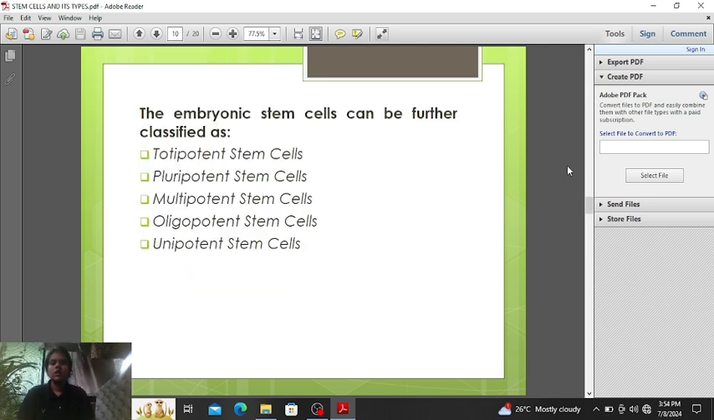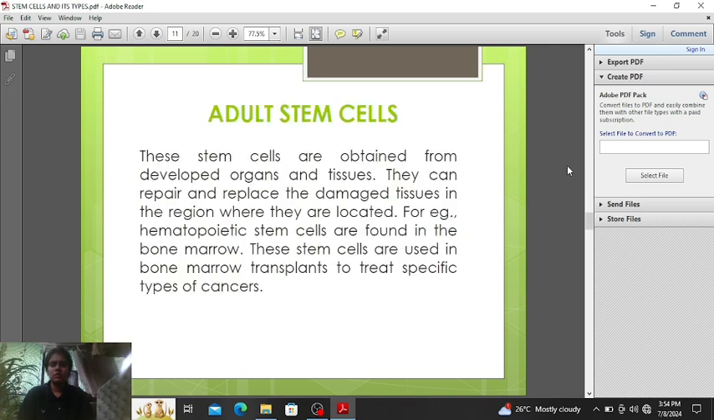So the embryonic stem cells are classified into five types, which are the totipotent, pluripotent, multipotent, oligopotent and unipotent stem cells.